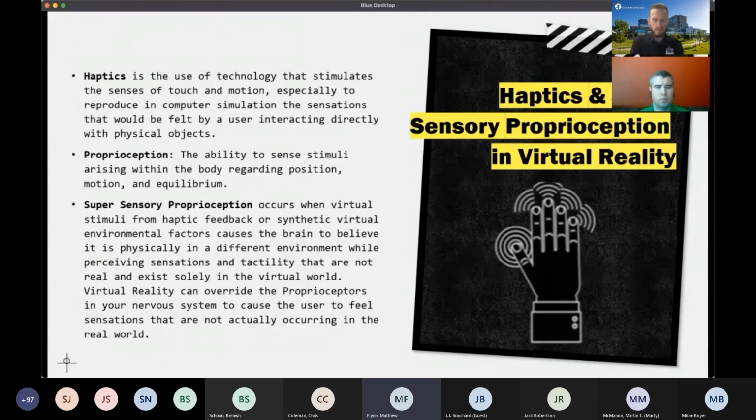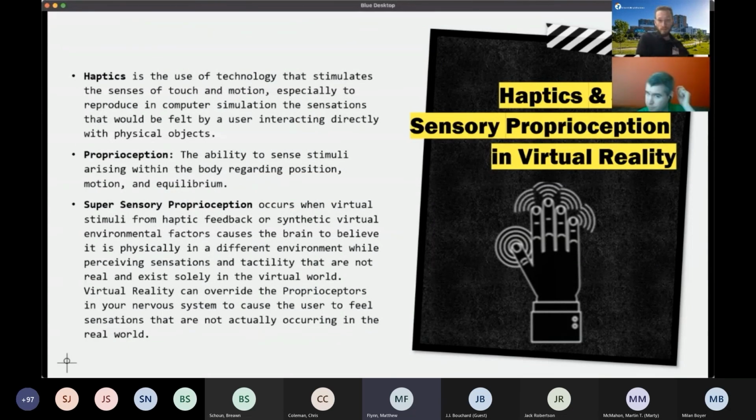Now, proprioception is your body's ability to sense the stimuli arising within the body regarding position, motion, and equilibrium. The way I like to think about proprioception is if my eyes are closed or if I'm blindfolded and I have my hand above my head, or if I move it to my side, I still know where my hand is without having to see it for myself.